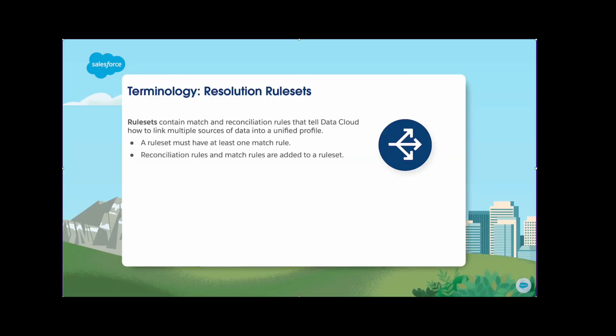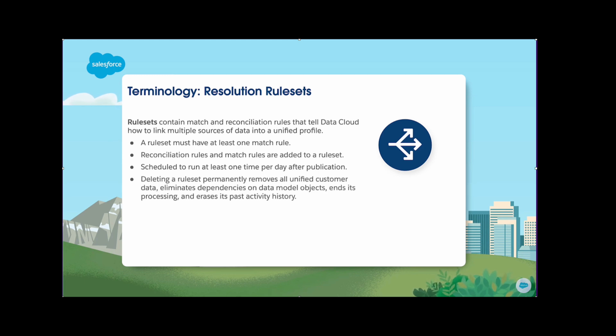As you perhaps can see, resolution rule sets are pivotal to identity resolution. Let's review some key points about them. Firstly, a rule set contains match and reconciliation rules. Such a rule set can be scheduled to run daily after being published, or it can actually be run manually on an ad hoc basis. Deleting a rule set removes all the underlying unified customer data.